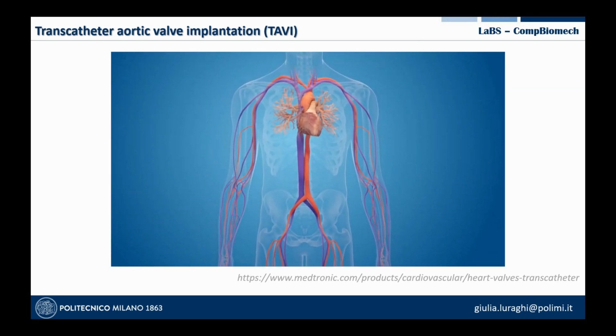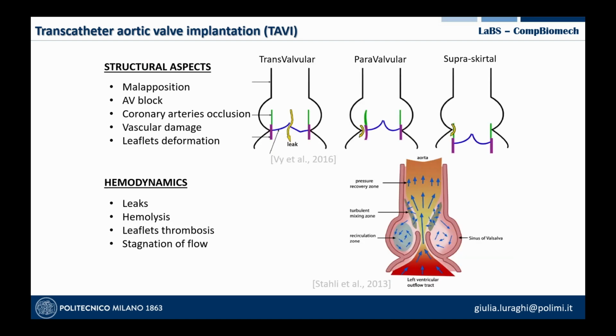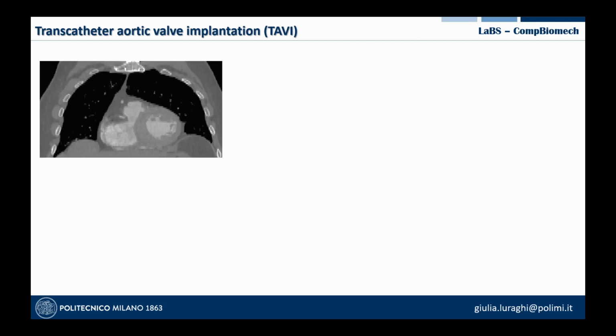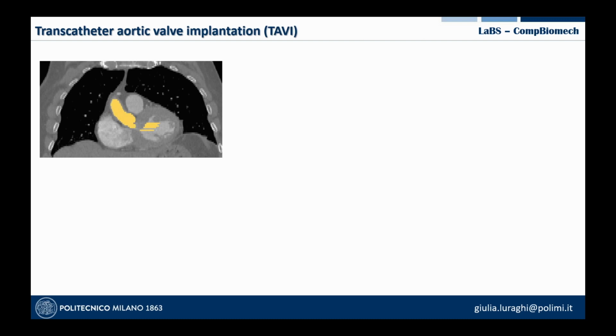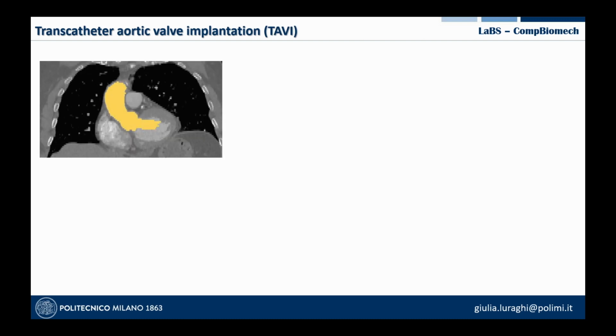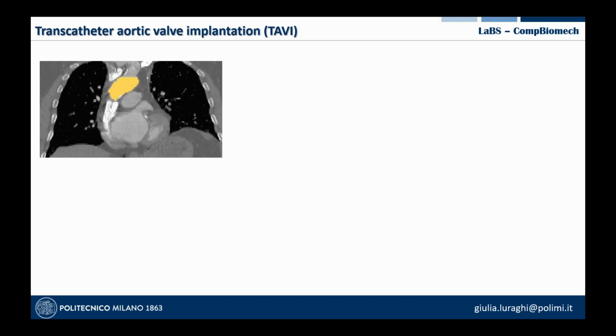So this is the clinical procedure. It is a very common procedure for high or middle risk patients, but there are some complications, for example, structural complications such as malapposition, atrioventricular block or coronary occlusions, vascular damage and leaflet deformation. But there are also complications related to the hemodynamics, for example, leaks, hemolysis, leaflet thrombosis, or stagnation of flow. So this is why we try to model exactly the complete procedure to replicate the patient-specific case in order to study and to improve this technique. With this technique, I will go through the pre-implantation scenario and the post-implantation scenario.